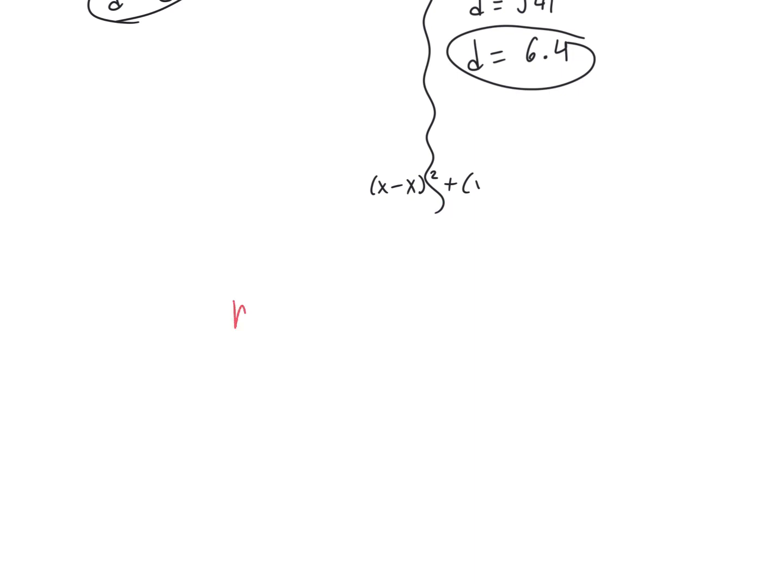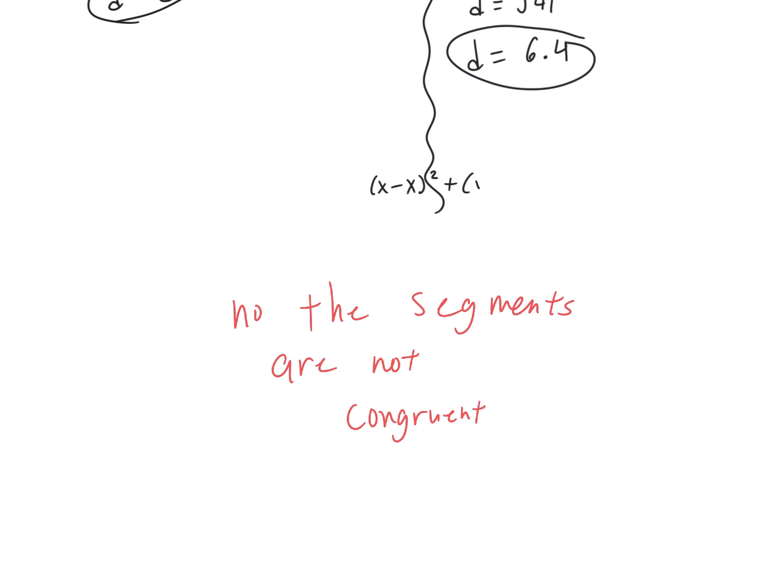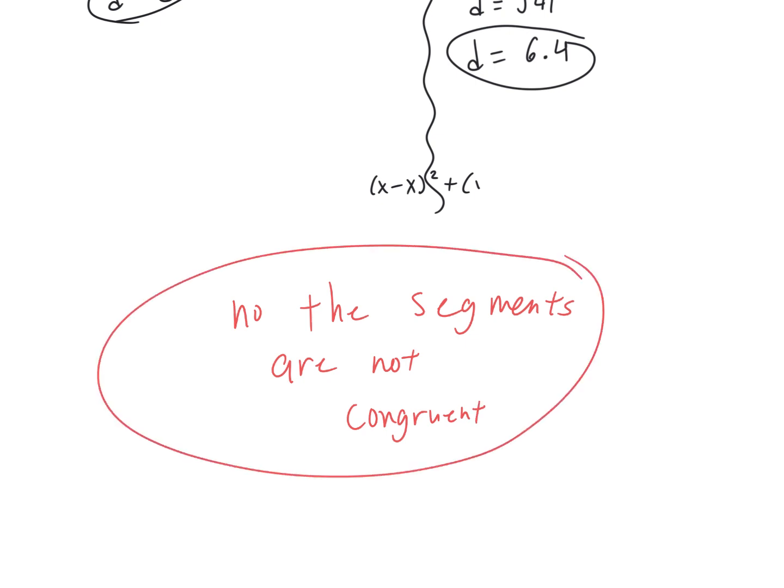So all we need to do is, at the bottom, you just say, no, the segments are not congruent. And there we go. That's it. That's how you use your midpoint and distance formula. Good luck.